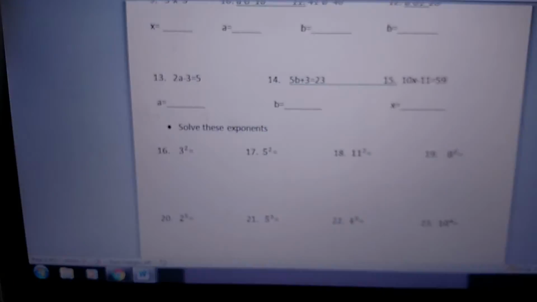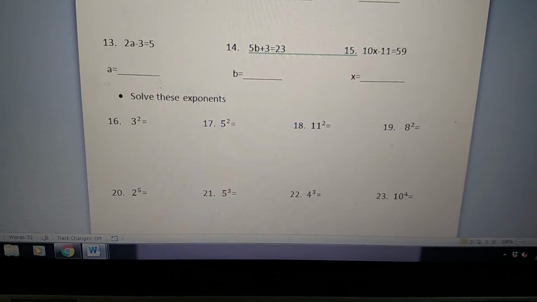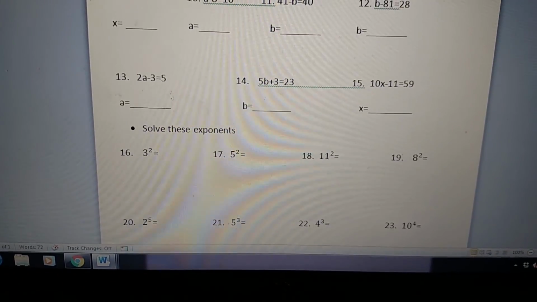And that is just how you do some algebra or exponents on these sheets. I hope that helps.